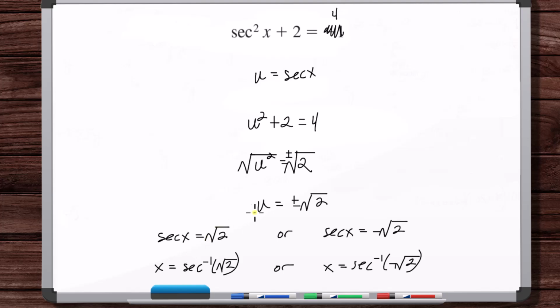Same idea here. These are not quadrantal angles, so you're going to get 2 angles between 0 and 360 here, and 2 more angles here. So you'd have those 4 angles, and any angle coterminal with those 4 angles would all satisfy this equation.